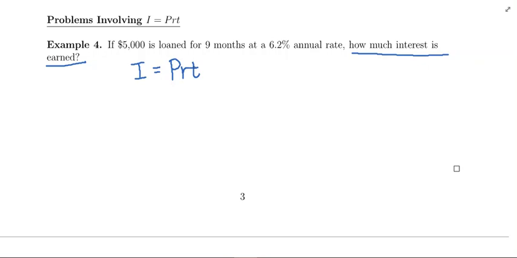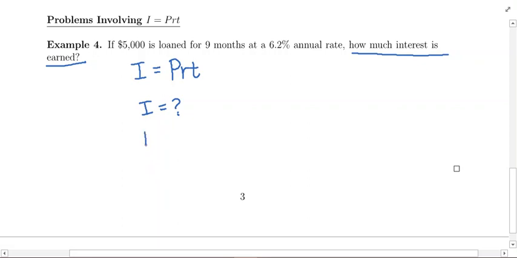Now that we've identified the formula, we need to figure out which variables we're given and which variable we are looking for. Then we can plug everything in and solve. The question is, how much interest is earned? So we are looking for the interest. That is our unknown, so we should know P, R, and T.